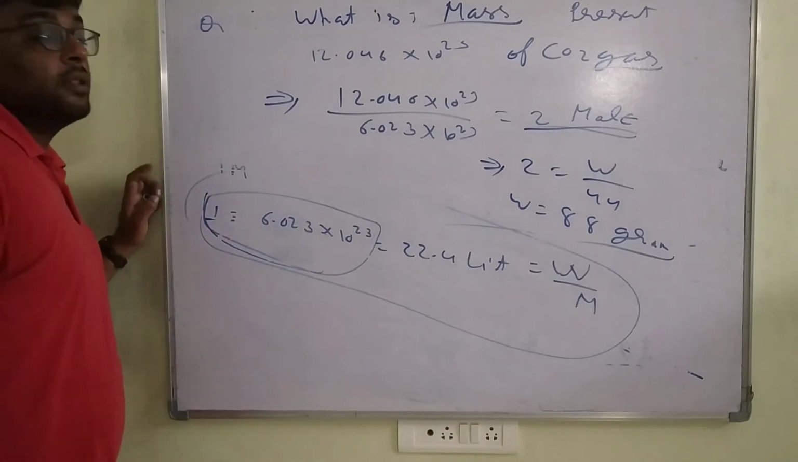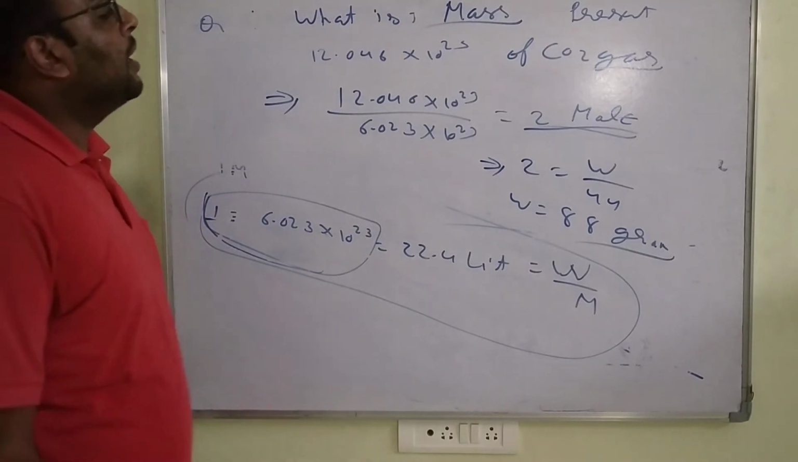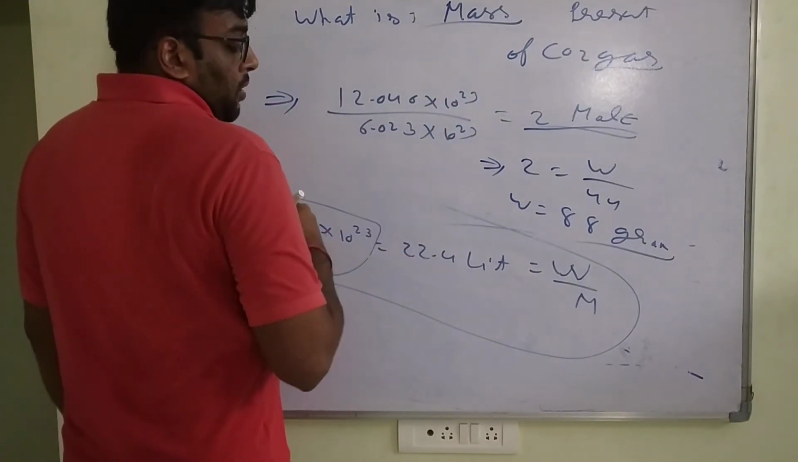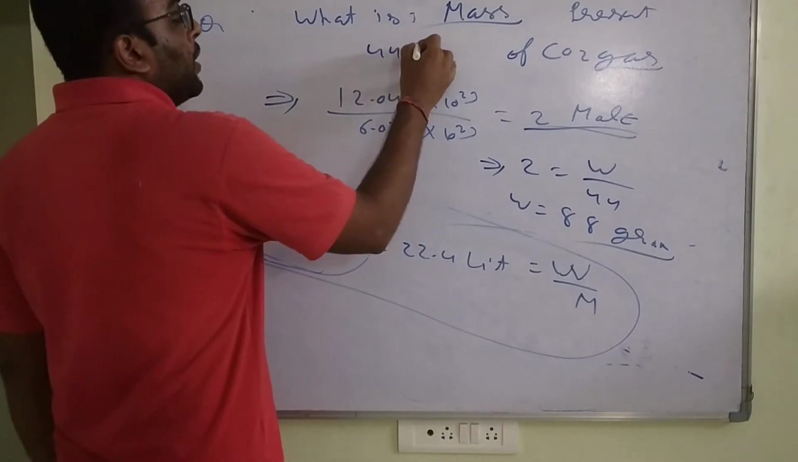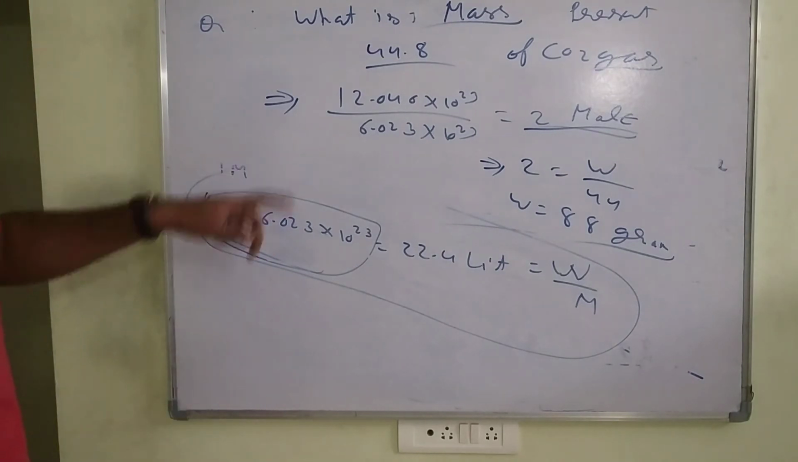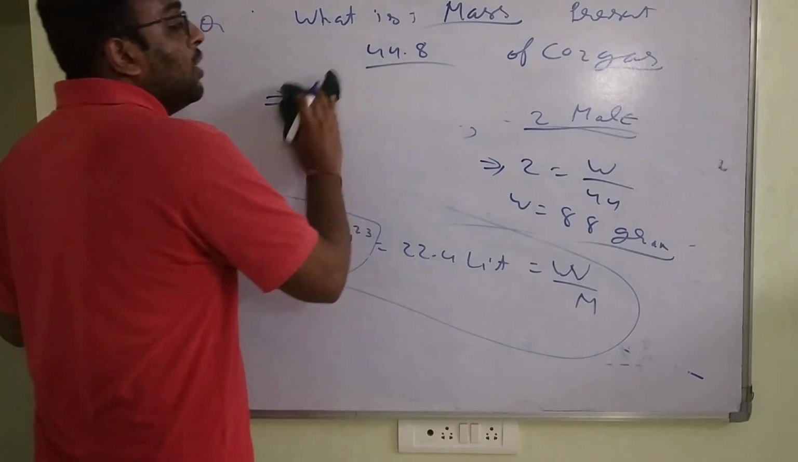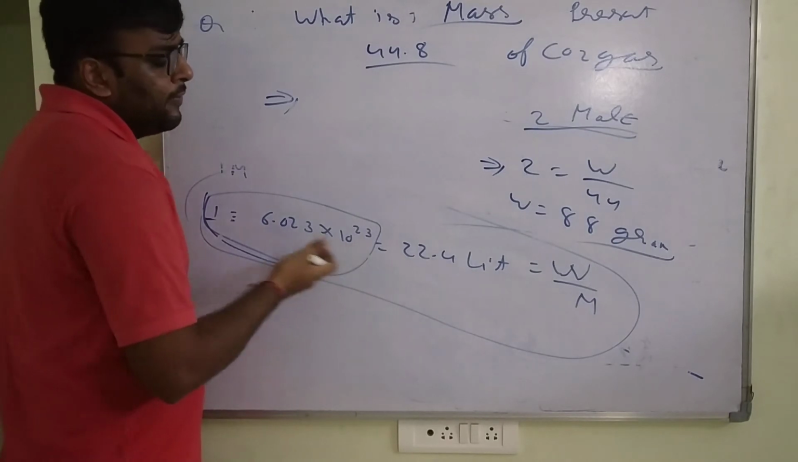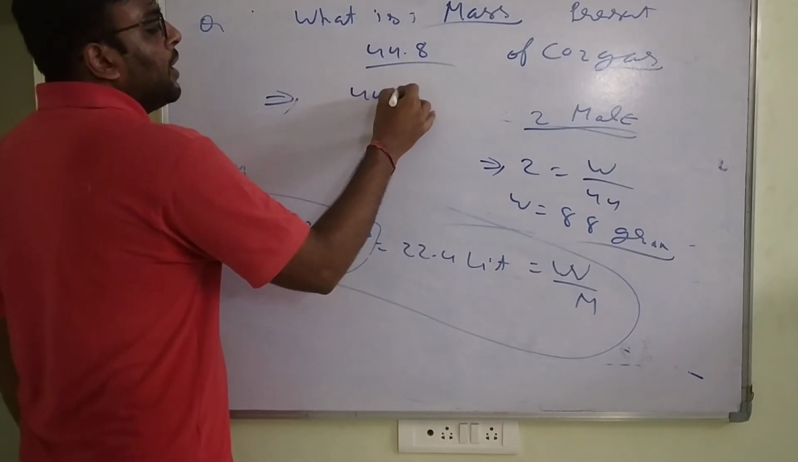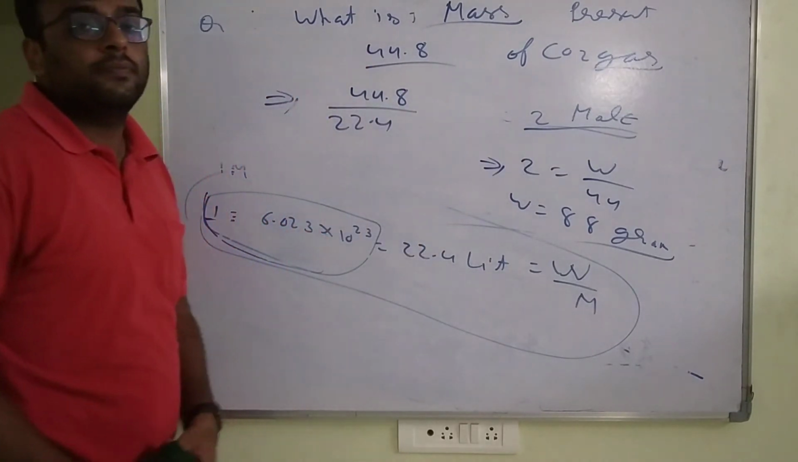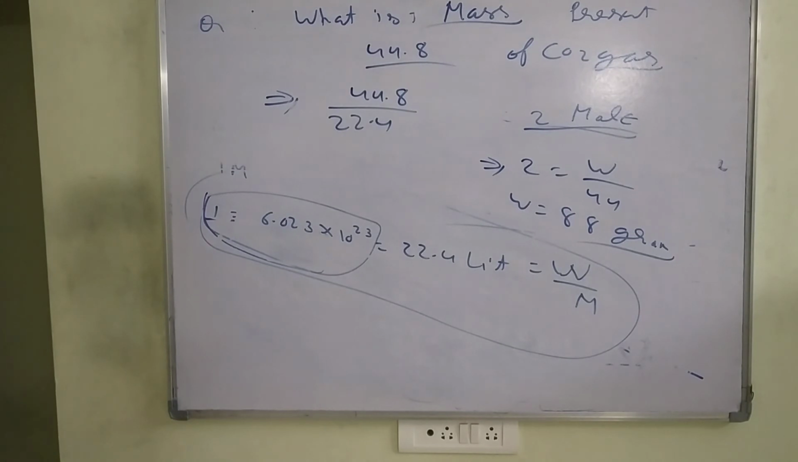So the question comes like this. Suppose I have 44.8 liters. What is the mass of CO2? First of all, we know that 1 mole has a volume of 22.4 liters. Converting into moles, 44.8 divided by 22.4 gives 2 moles, multiplied by 6.023 into 10 raised to 23. So whatever question is asked, you can solve very easily. Are you getting my point? Just note down these points.